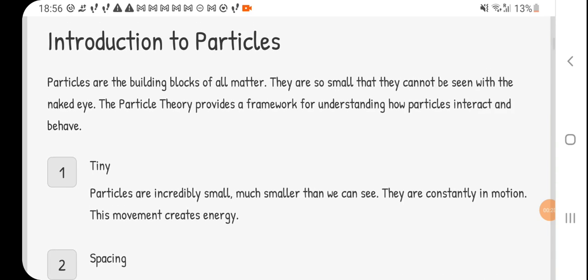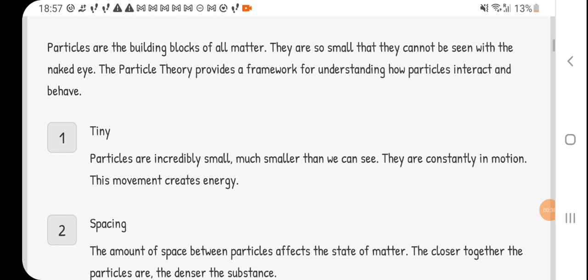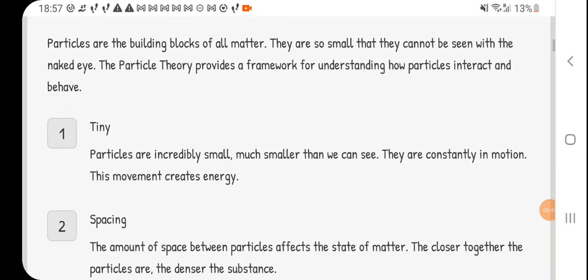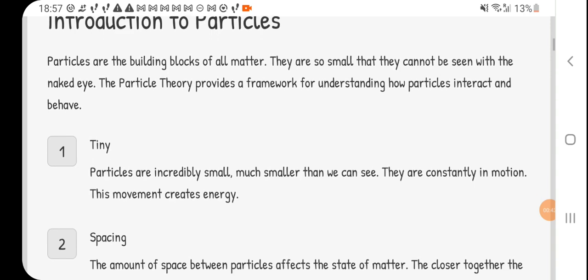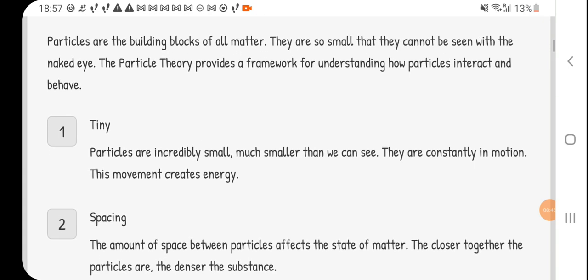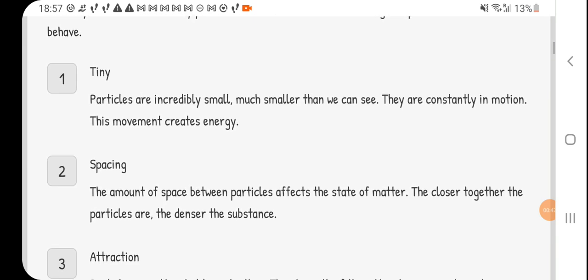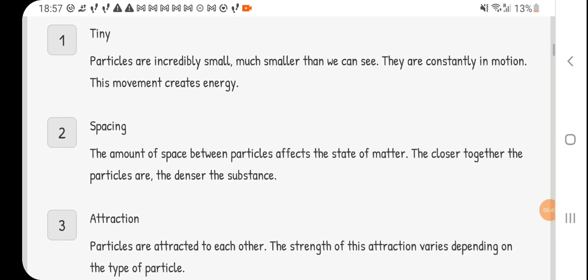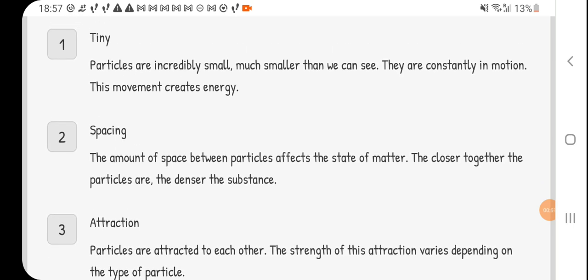Introduction to particles. Particles are the building blocks of all matter. They are so small they cannot be seen with the naked eye. The particle theory provides a framework for understanding how particles interact and behave. Tiny. Particles are incredibly small, so much smaller than we can see.